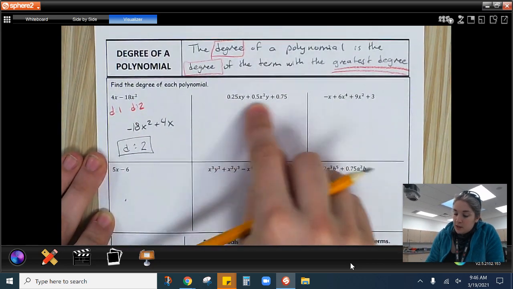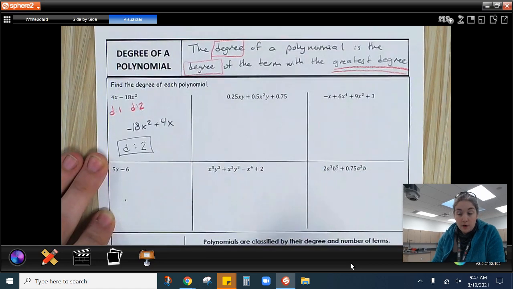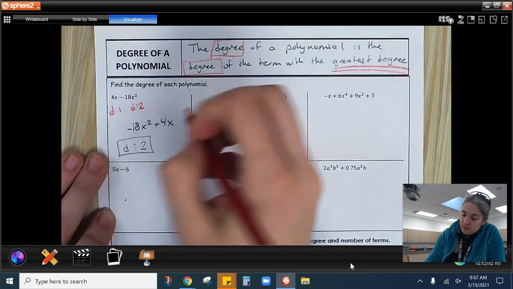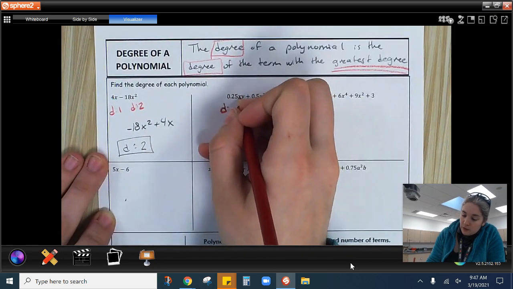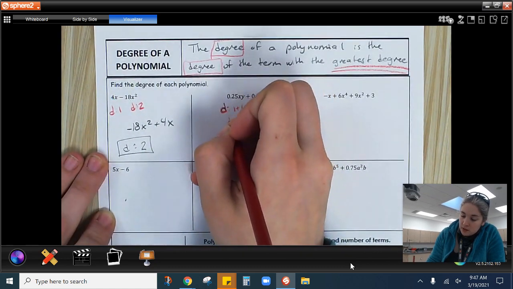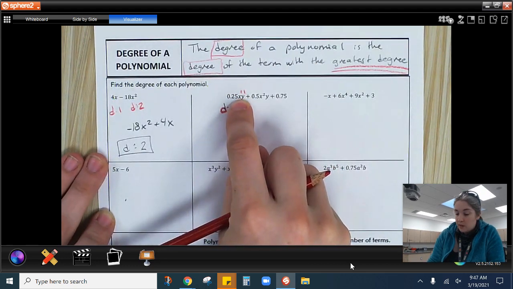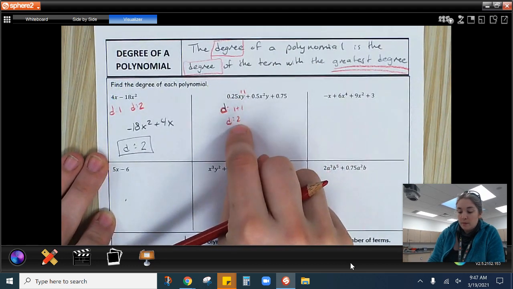All right, let's take a look at this one next. It's got some decimals there for coefficients, which always makes it fun. So for our first one here, we have a degree of 1 plus 1. So this would be a degree of 2, because each of those, x and y, there's just one of them. They have an exponent of 1. 1 plus 1 makes 2.